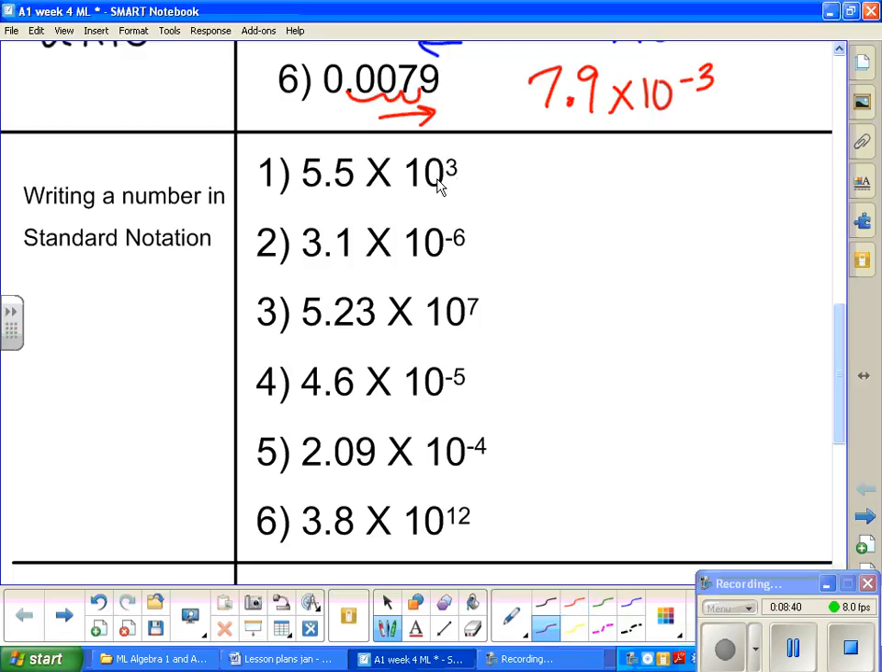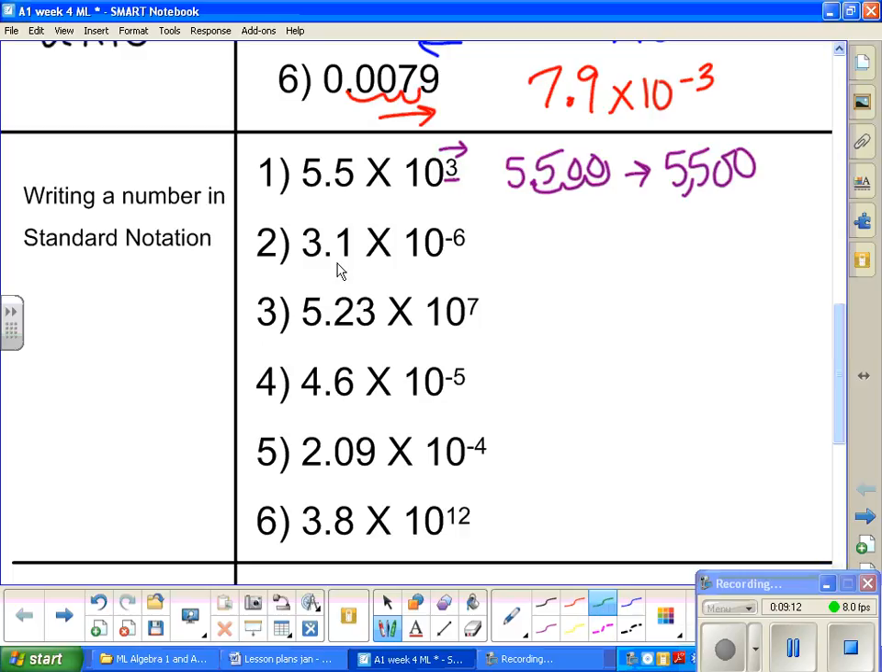The first thing you need to do is look at your exponent. It's a positive, so positive means you're going to move your decimal towards the positive. So if I have 5.5, I'm going to move my decimal 3 places. So I'm going to start here. I'm going to count 1, 2, 3. And I'm going to add 2 zeros into those slots. So my answer is 5,500.